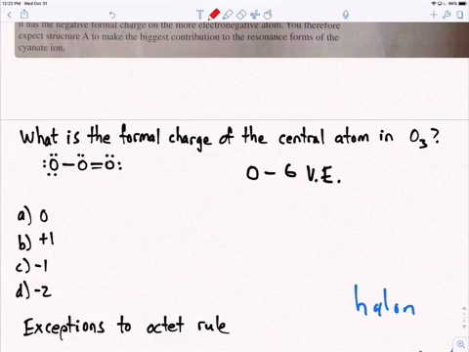What is the formal charge of the central oxygen atom in ozone? And to make it easier on you, I have written the structure for ozone. There's a resonance structure, but either way, here is the Lewis structure, or one of them, for ozone. And oxygen starts off with 6 valence electrons. So what is the formal charge?